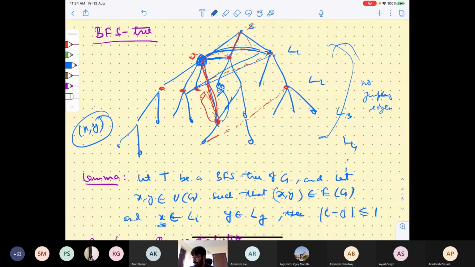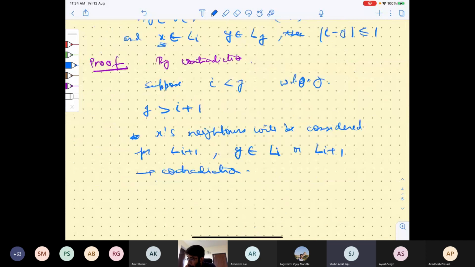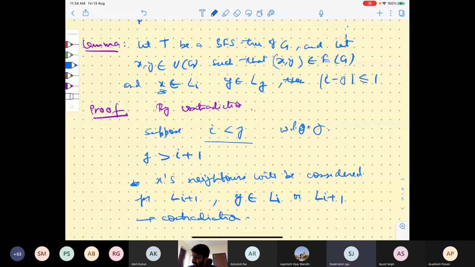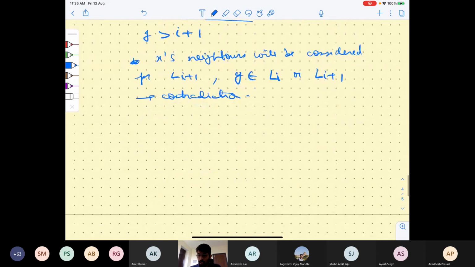Okay. Sir, in the proof, we'll have to consider Li minus 1 also, right? Like y belongs to Li or Li plus 1 or Li minus 1 also. It could be the parent of x in the BFS tree. So I have supposed i less than j, right? Okay, right, yeah. I mean, one of them has to occur first. Yeah. Okay, good.